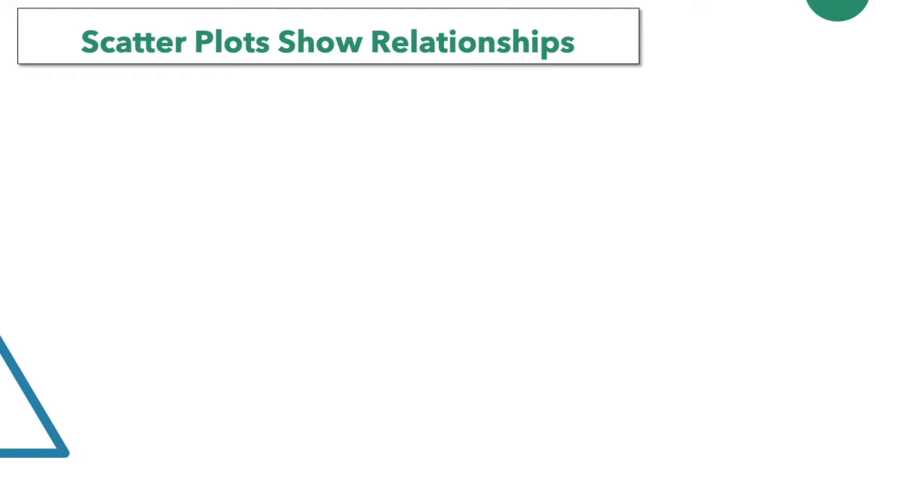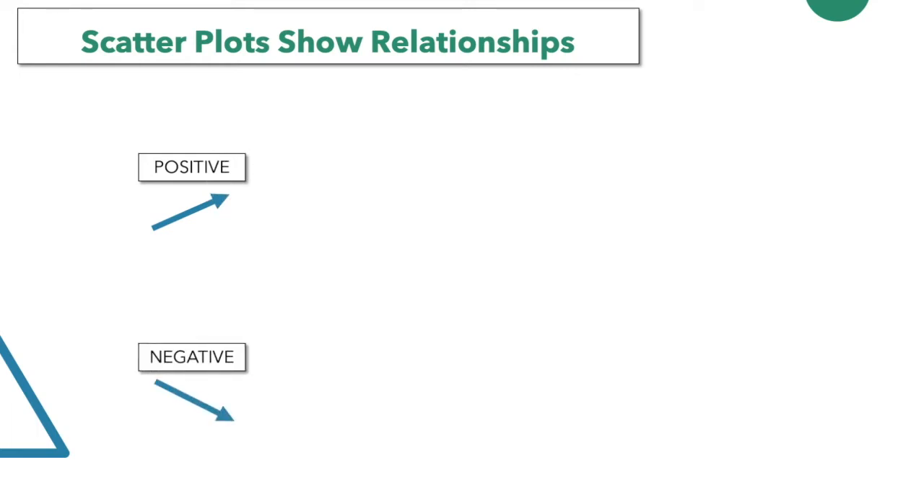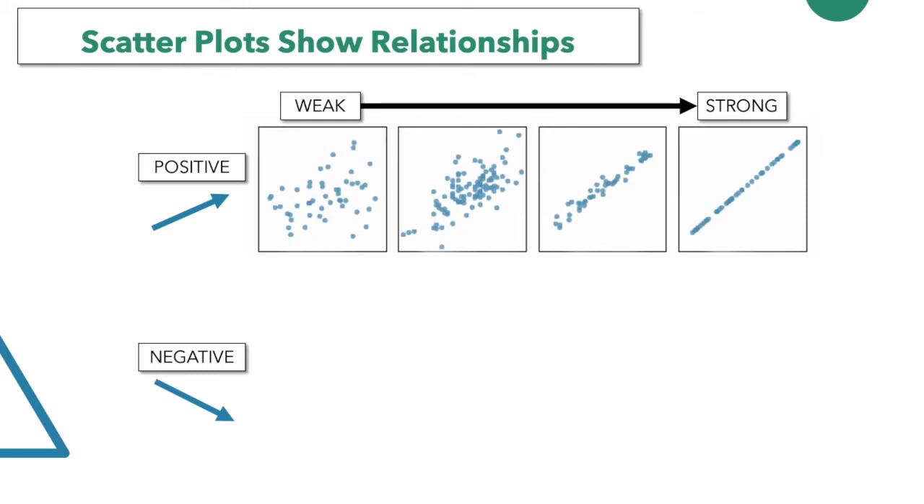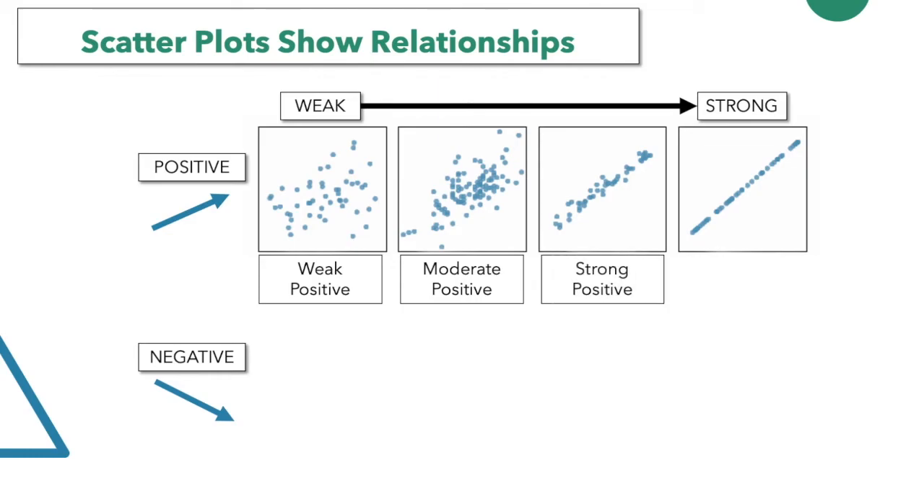They show relationships, and they can show that two variables have a positive relationship, or a negative relationship, or a weak relationship, or a strong relationship. For example, let's look at these. The scatter plot on the far left, we'd call that a weak positive. The dots are kind of going in a positive direction. They're also kind of all over the place. The next one, you can see the dots sort of starting to gather together. We call that a moderate positive. The next one we'd call a strong positive. And the last one we'd call a perfect positive.